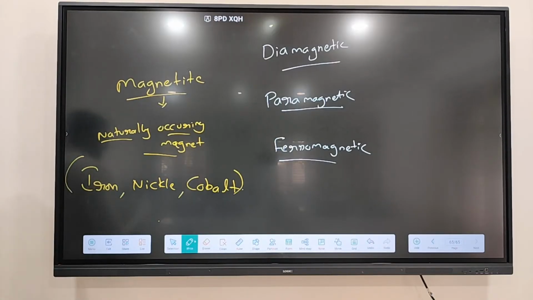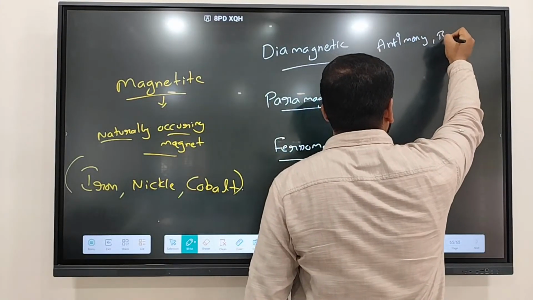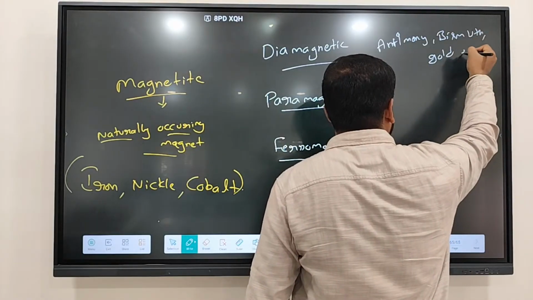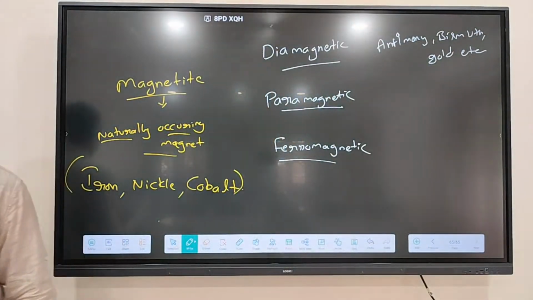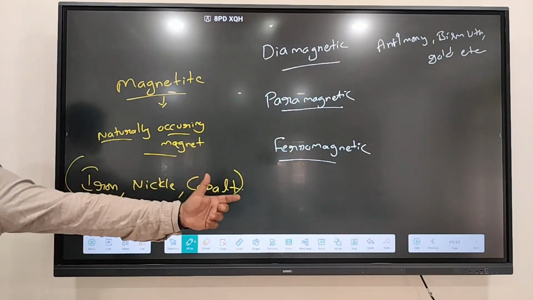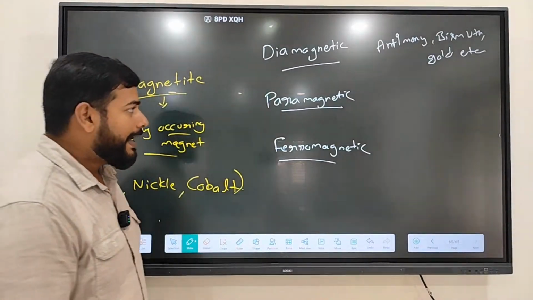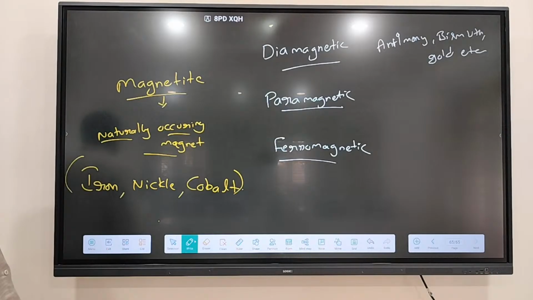Okay. Diamagnetic materials: bismuth, gold, etc. No attraction towards the magnet. It will not attract. Many others are there. We are taking NCERT examples. That's it. Then paramagnetic material, weak, feeble magnetic moment.